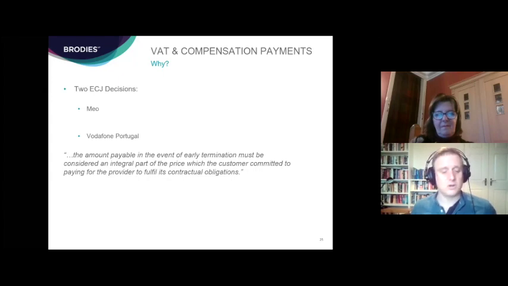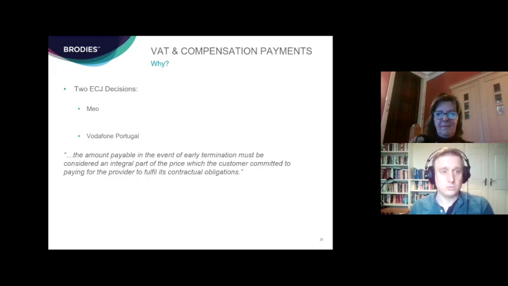Vodafone Portugal, where people had been terminating early, were not charging VAT on those termination payments for the outstanding months, on the basis that this was effectively compensation and they weren't supplying anything anymore because the contract had come to an end. And the ECJ held that, first of all, no, there was a supply here because Vodafone had made this facility available to its customers for, say, 12 months. And that was the nature of the supply they made. And in fact, they made that supply right at the outset.